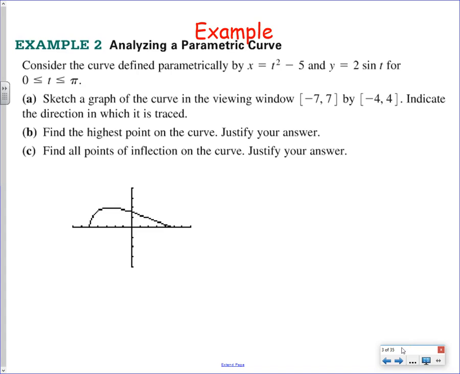Anyway, example number 2. You guys get down the important information. Consider the curve defined parametrically, which you should know just by looking at it. X is a function of t, y is a function of t.